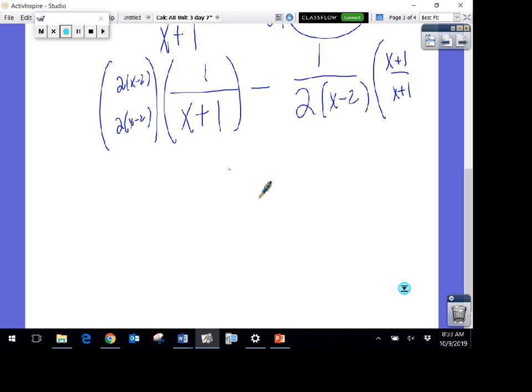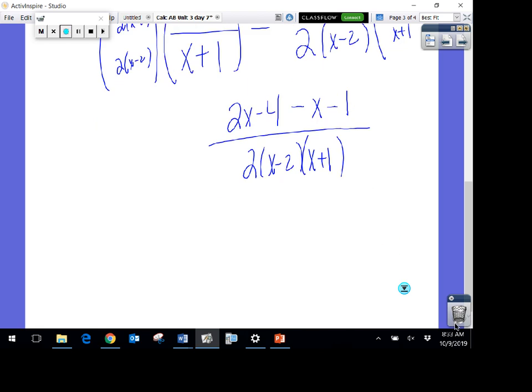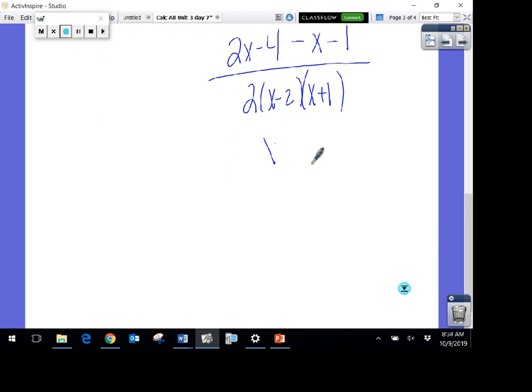So we have 2x minus 4, right? So that's 2x minus 4 times 1, minus x minus 1. That right there, very important. 1 times x plus 1 is x plus 1. Distribute the negative to both of them. All over 2 times x minus 2 times x plus 1. Which then simplifies to x minus 5 over 2 times x minus 2 times x plus 1.